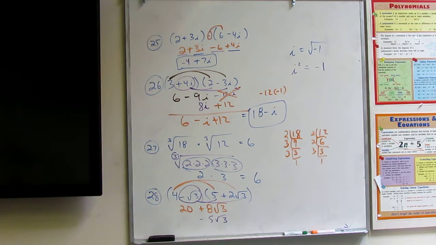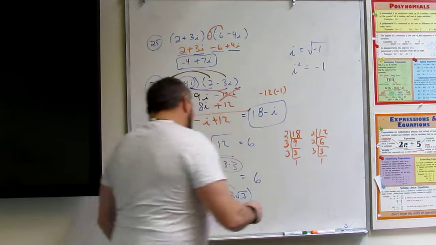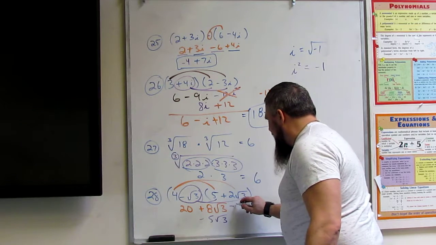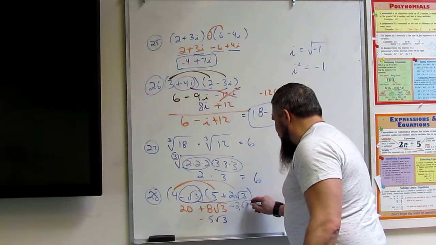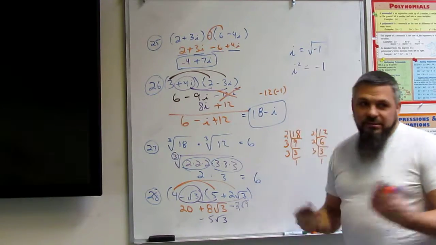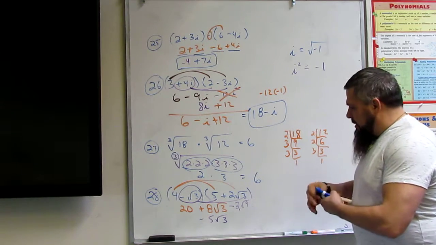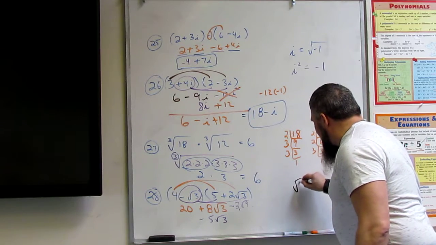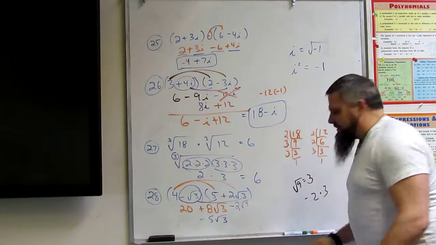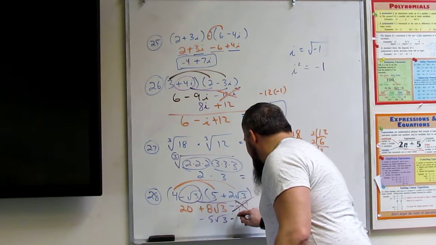And then what is negative square root 3 times 2 square root 3? Will the square roots go away because they're with each other? Let's write it up here first. Negative 2 times the square root of 3 times 3, which is 9. Then what is the square root of 9? 3. So basically that's negative 2 times 3, which is negative 6. So this becomes negative 6.